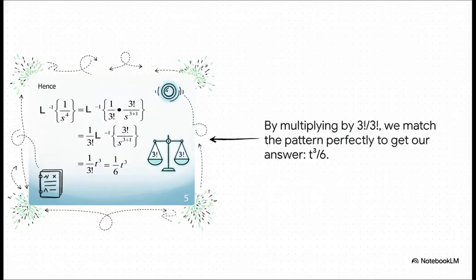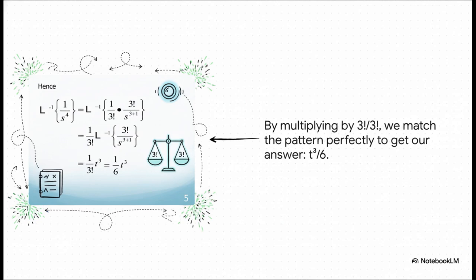And here's the trick. This is so clever. To make our problem look like the codebook pattern, we multiply by 3 factorial over 3 factorial. I mean, that's just 1, right? We haven't changed anything. But what we've done is we've snuck the 3 factorial we needed into the numerator. Now the part inside the transform is a perfect match for t cubed. The extra 1 over 3 factorial we have on the outside just tags along.